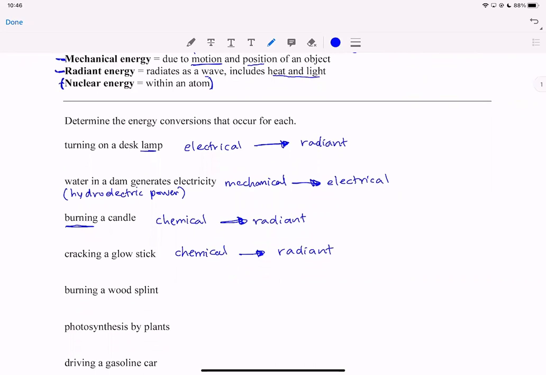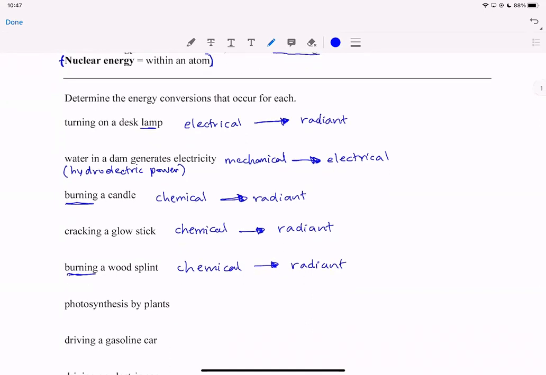How about the process of burning a wood splint? Anytime you're talking about burning, that's a chemical reaction. That's a combustion reaction, meaning that there's chemical energy. Bonds are broken and new bonds are formed. So that chemical energy is converted in the combustion reaction, in the burning process, into light and heat. That's radiant energy.